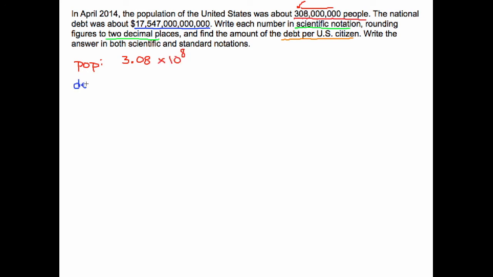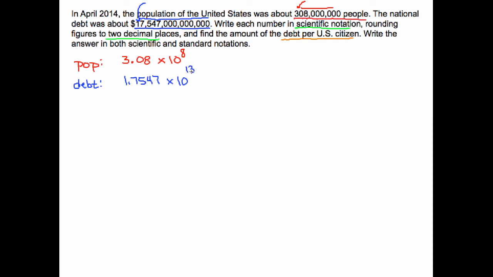Now the national debt, that was $17,547,000,000,000. So again, I'll put a decimal point to the right of the first non-zero integer. I have 1.7547 before my zeros kick in, times 10 to the, and then I count the number of spots that I would move the decimal point starting with the 7. So that'd be 3, 6, 9 for the zeros, 3 more, 12 for the 547, and 1 more for the 7, 13. So times 10 to the 13th.